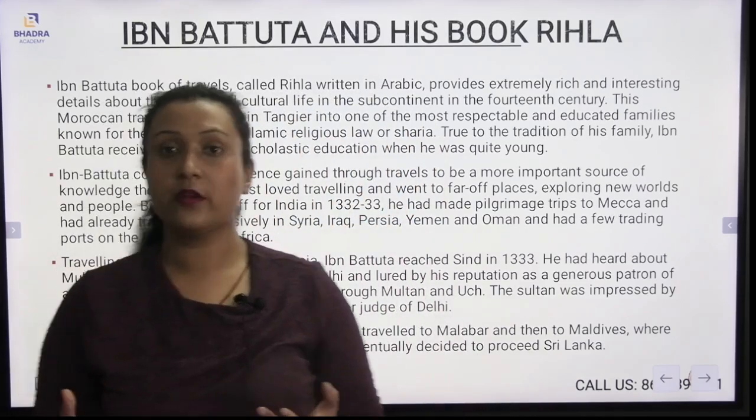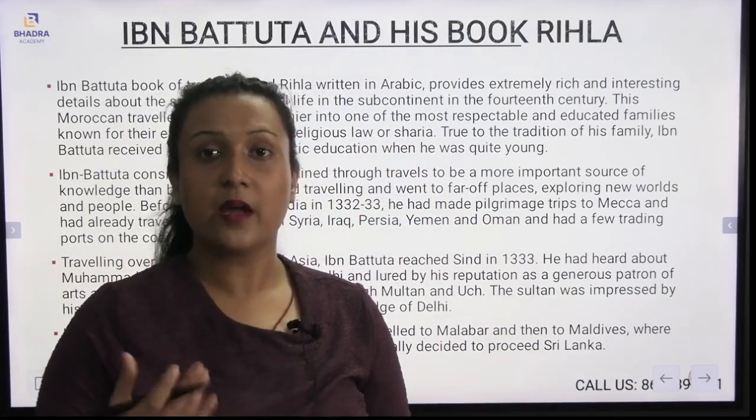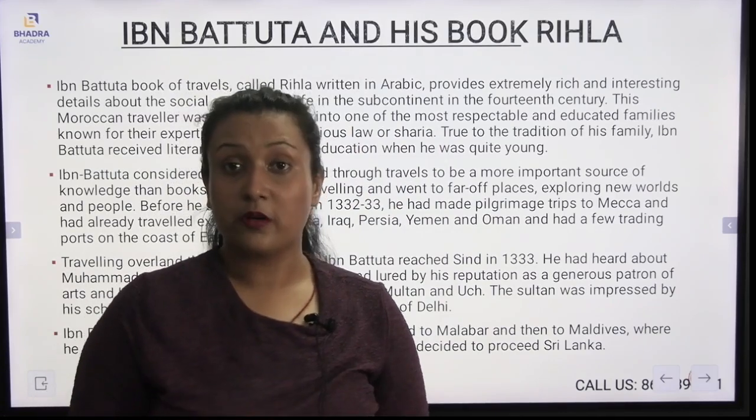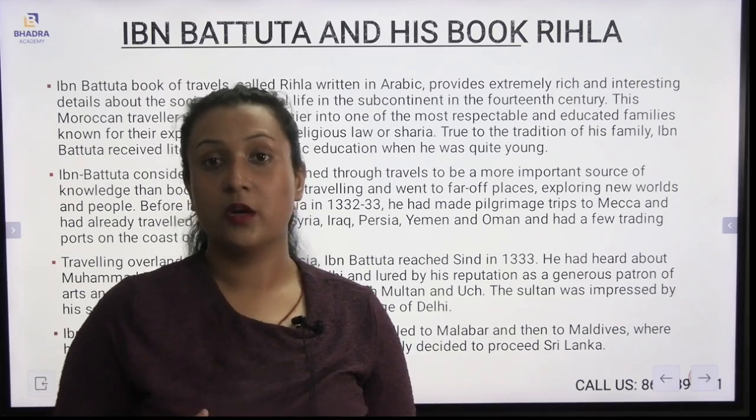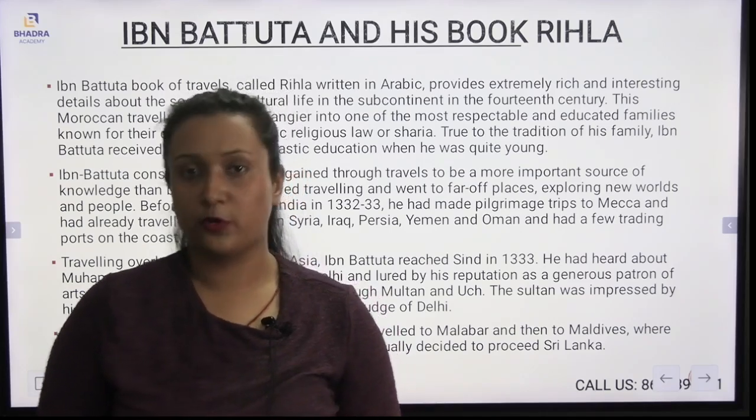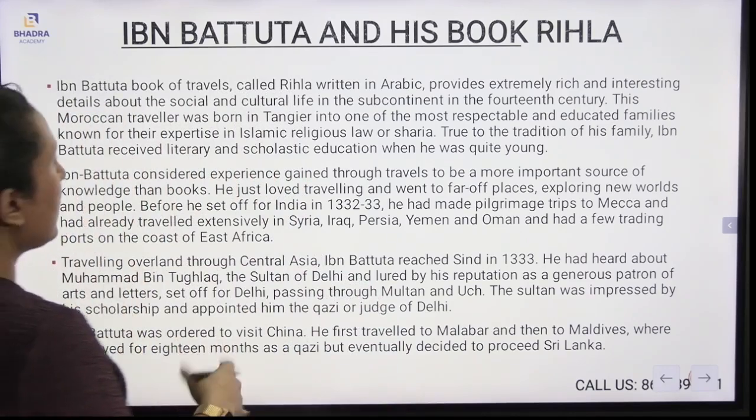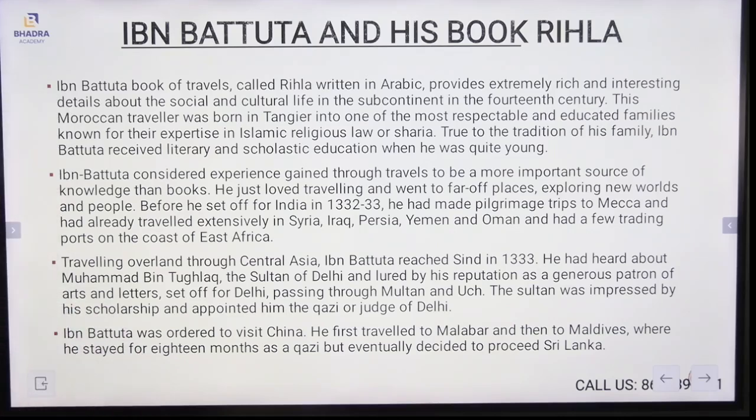So you had a look at Al-Biruni and Kitab-ul-Hind, and now we will be understanding the second traveler, or the second scholar, Ibn Battuta, and his book Rihla. Ibn Battuta's book of travels, called Rihla, written in Arabic, provides extremely rich and interesting details about the social and cultural life in the subcontinent in the 14th century.